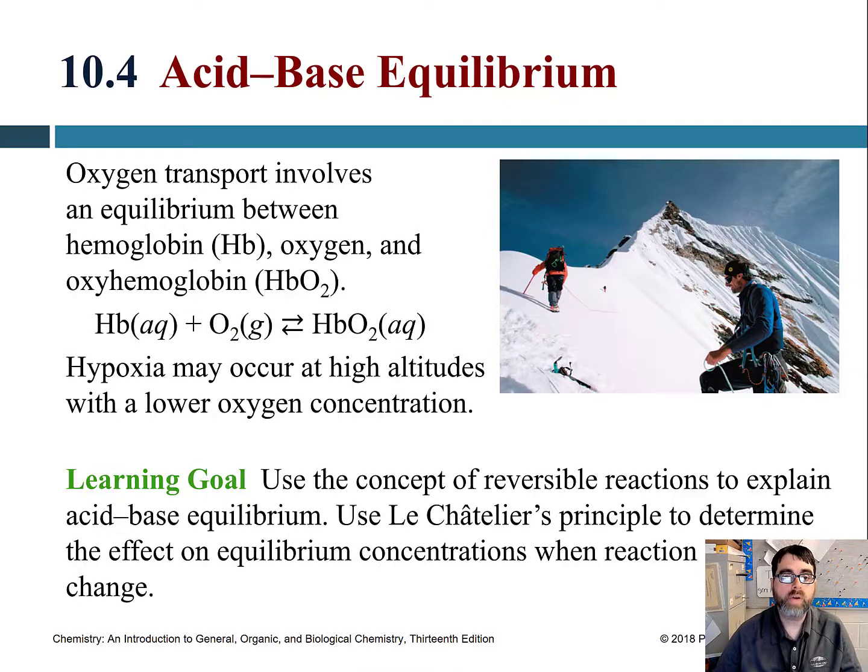We're going to get into acid-base equilibrium now on 10.4. With equilibrium, of course, we have these reversible reactions, and so we have reactions that go forward and backwards. We can cause shifts in how quickly it goes forward and backwards according to something called Le Chatelier's principle.